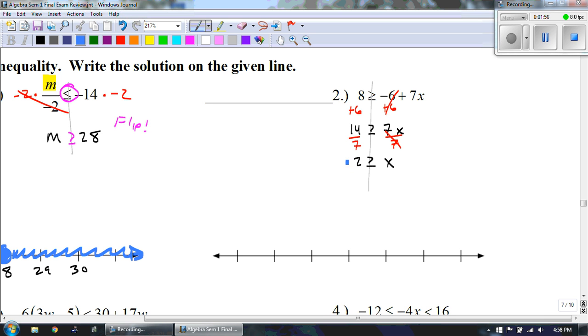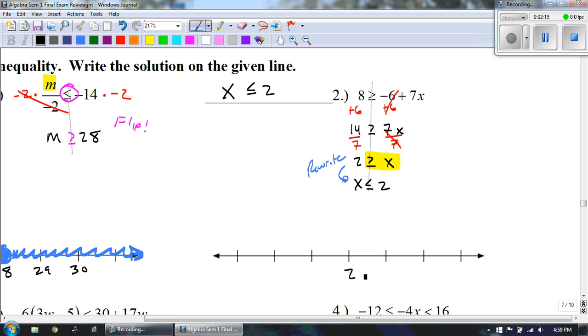The only thing is we want that variable first, so I'm going to rewrite. I'm going to put the x first and then the 2, and the inequality is pointing at the x, so when I rewrite it, I want the inequality pointing at the x. So x is less than or equal to 2.